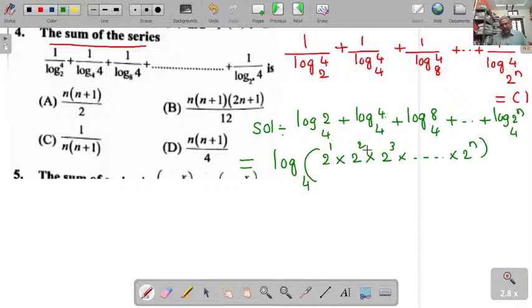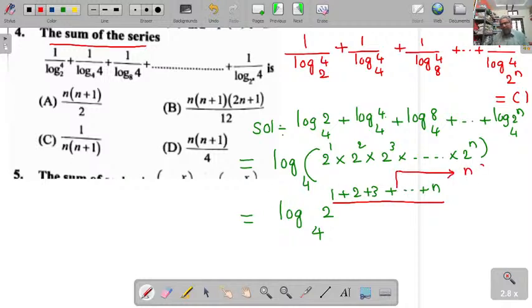As bases are equal, the powers are added. So we can write logarithm of 2 to the power of 1 plus 2 plus 3 plus so on plus n, to the base 4. Clear? So now what is the value of 1 plus 2 plus 3 plus up to n? This is nothing but the sum of the first n natural numbers, which is n times n plus 1 by 2. Am I correct? So we can write logarithm of 2 to the power of n times n plus 1 by 2.